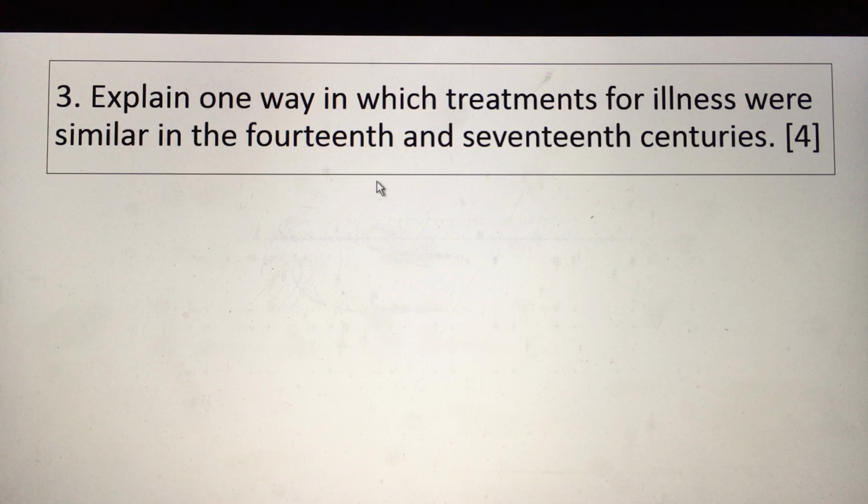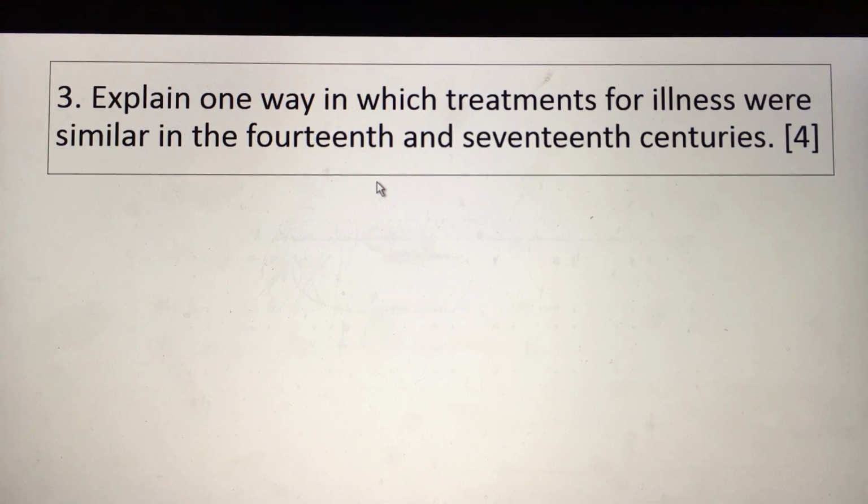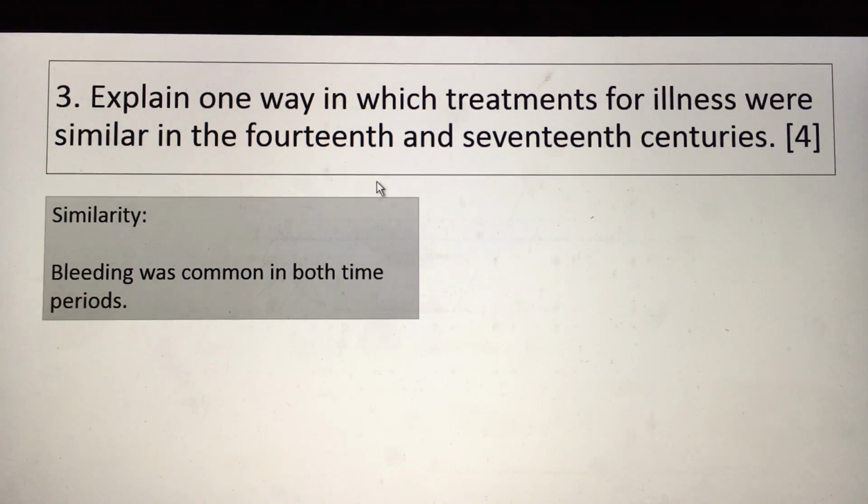Okay, in this case we've got, explain one way in which treatments for illness were similar in the 14th and 17th century. To go about answering this question, you need to first of all identify a similarity. Okay, here I've gone for bleeding was common in both time periods. Note that I've focused on a treatment for illness. Make sure you read this bit very carefully so that you can focus it. Here I've gone for bleeding, because that is a treatment that was common in both time periods.